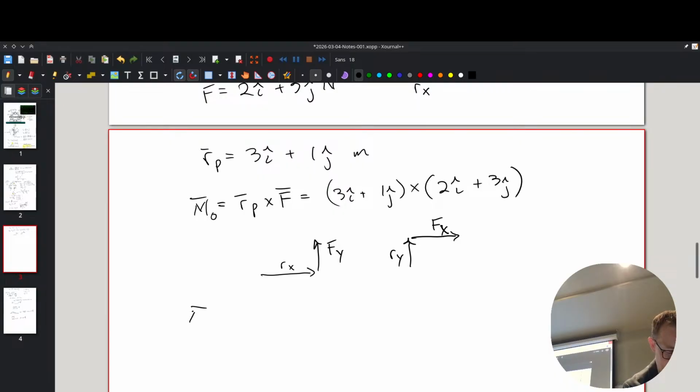All right, so our moment is 3 times 3 I cross j plus 1 times 2 j cross I. So it's 9, is it 9 plus 2? This one's tricky. It's got to be a subtraction. Which one gets subtracted? The 2.